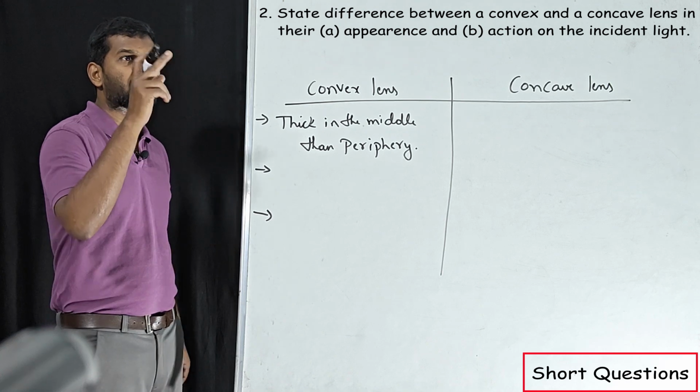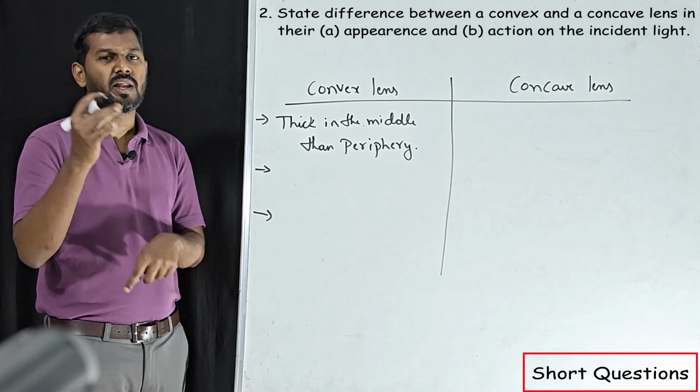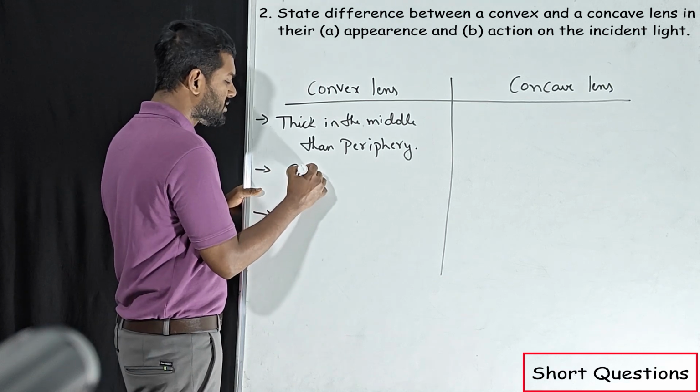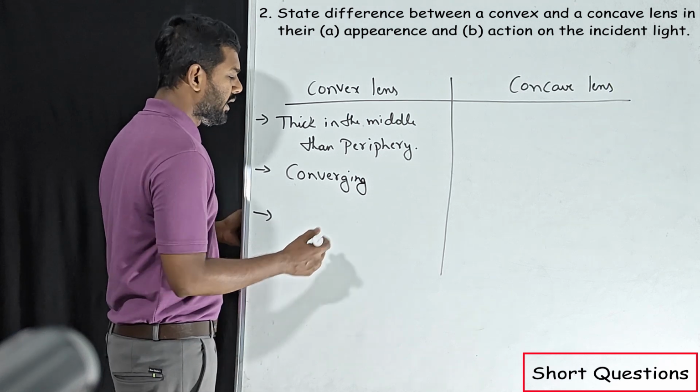Next, they are talking about action. What kind of action? That means whether it converges or diverges. The convex lens is always a converging lens. It converges.